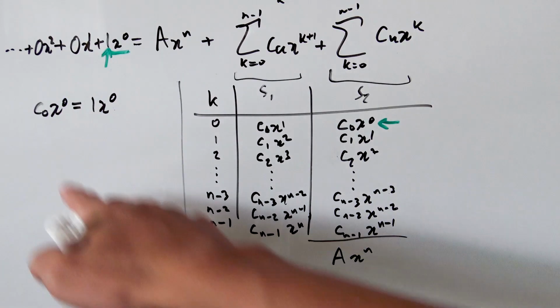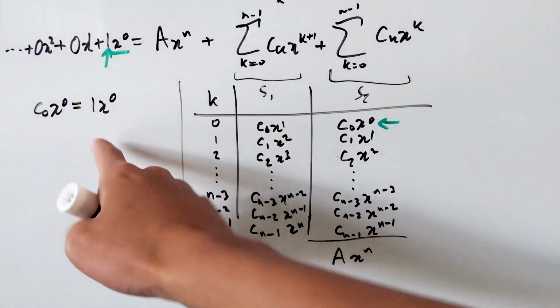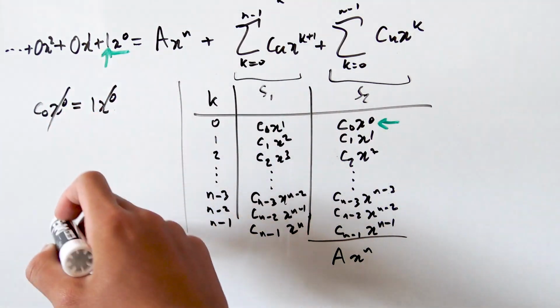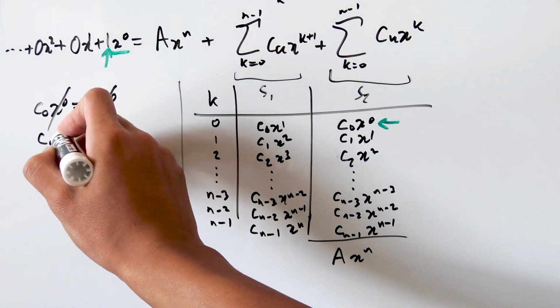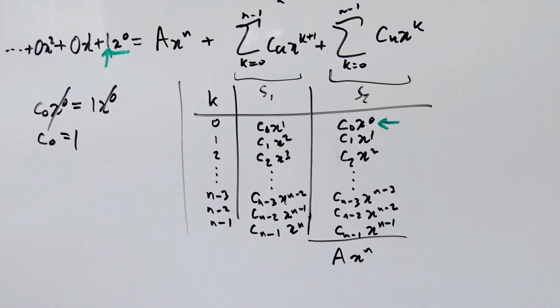And just to save time, I'm not going to put down the x's from here on up, because they're just going to cancel out. And what we get now is that C0 is 1. So we already figured out one constant term. So let's move on to the next one.